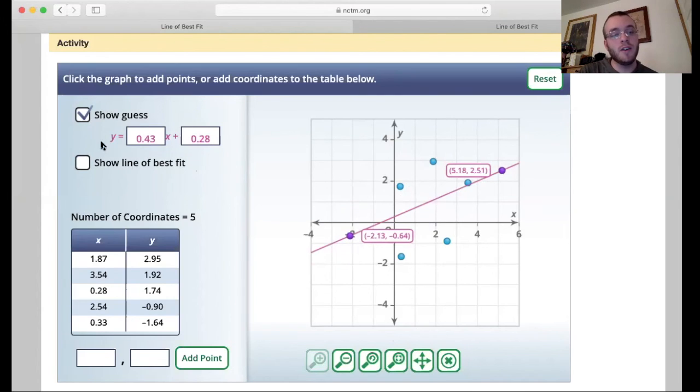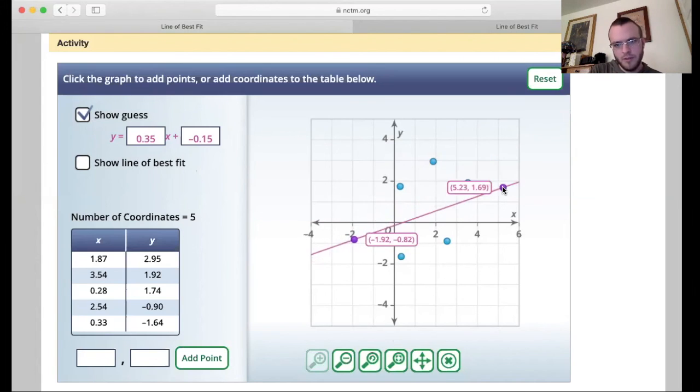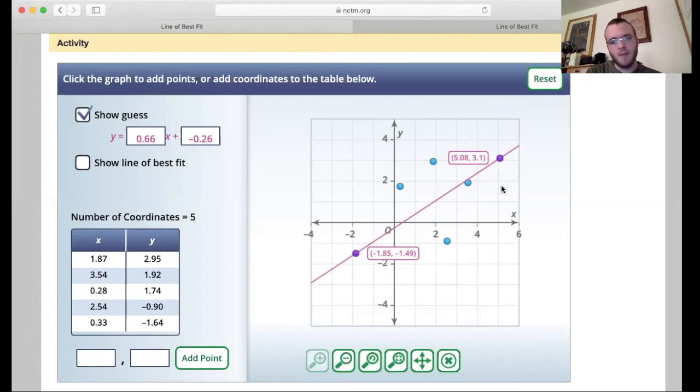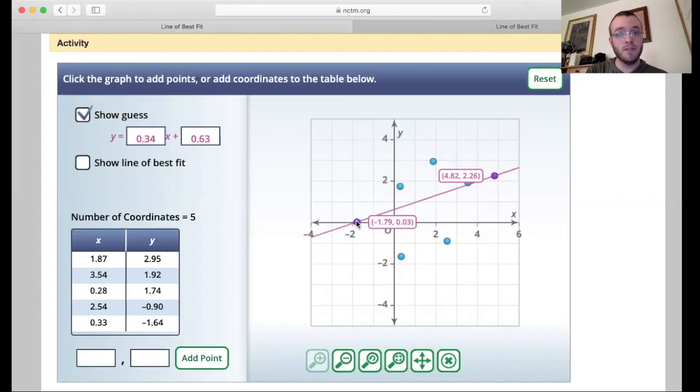And over here underneath the checkbox, it has the linear equation giving the slope and the y-intercept, and it even changes as you change the line. So I'm going to estimate where my line of best fit should go by just dragging these 2 points. And you should be doing the same. And as a general rule, you want the same amount of points on one side of the line as there are on the other side.